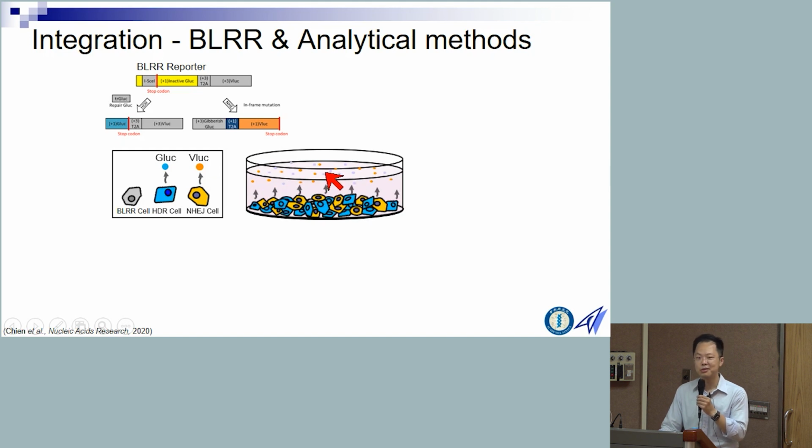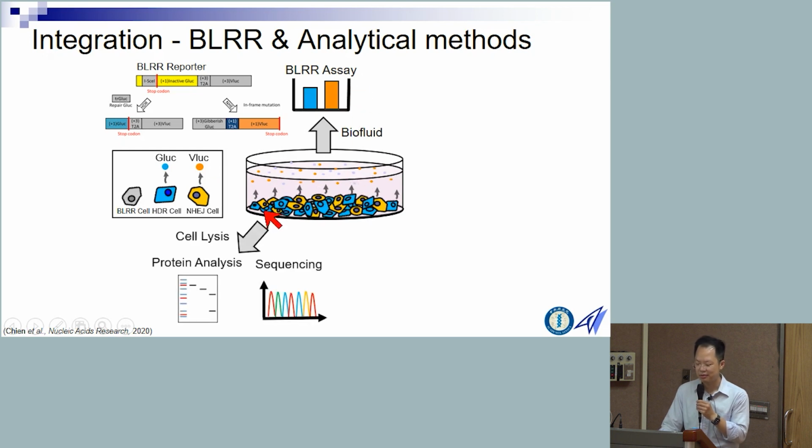And all you have to do is really nice. You no longer have to do genomic extraction. You can just collect medium and then do what we call the BLRR assay. And the best thing is that you can preserve the sample for subsequent analysis. This is really good because you can do orthogonal studies to validate your findings, and this includes protein analyses or sequencing analyses.